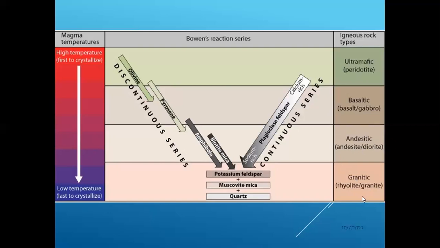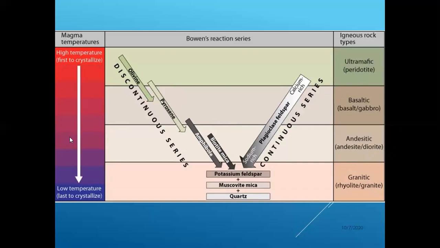Now, these rocks do look very close, just to give you a heads up. Andesite and granite look very alike, very close to each other. Andesite and rhyolite, some samples look almost exactly like each other. But this is just to give you a visual of how igneous rocks form at different temperatures.